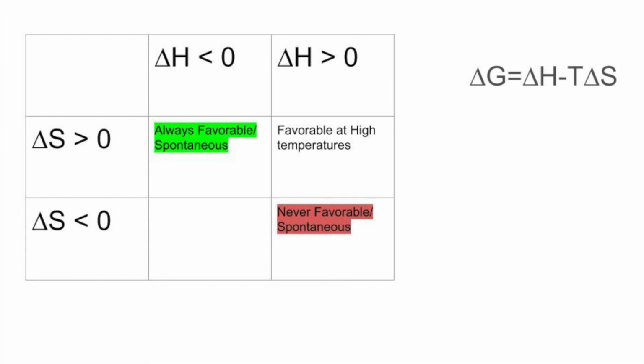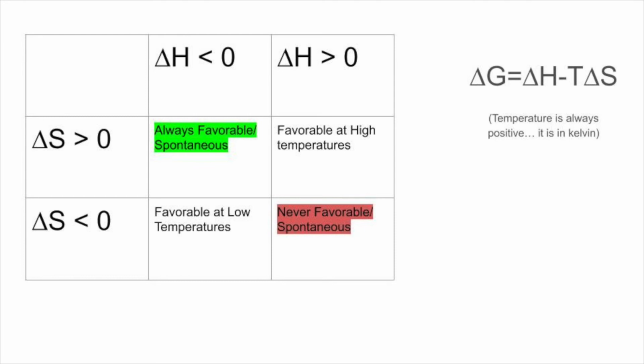The final case is an exothermic reaction that becomes more ordered. The subtraction of a negative delta S term will result in a positive term. So if this term is small enough, then it will be favorable because the delta H is negative. So if the temperatures are low enough, this will be favorable.